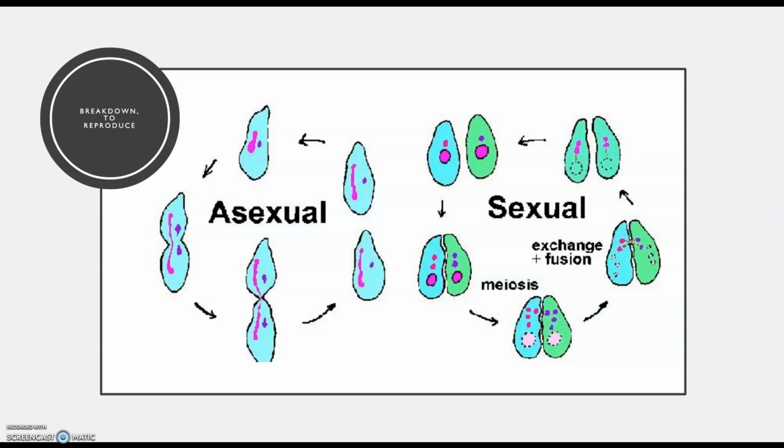This is the breakdown to reproduce. Here on the left is the asexual. You see the parent gene split into two, which is an exact replica, and it turns into two separate different organisms. Whereas in sexual, you have a green and a blue cell coming together, mutating, making a new offspring.